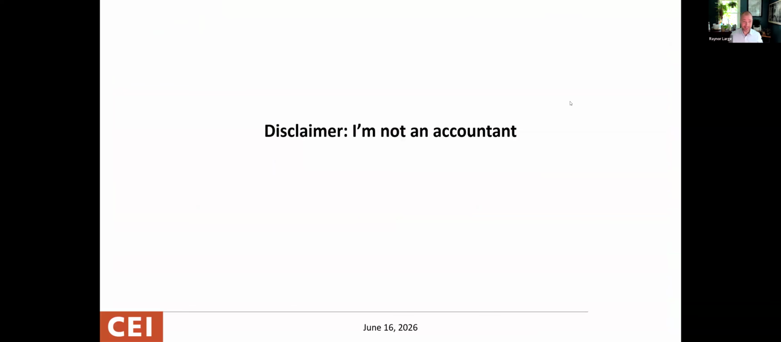So before I dig in, I always like to start with a disclaimer. I'm not an accountant. For proper tax advice, we recommend you talk to a CPA. What we're talking about today is applying for a loan, a sources and uses statement, and then the basic financial statement of a balance sheet.